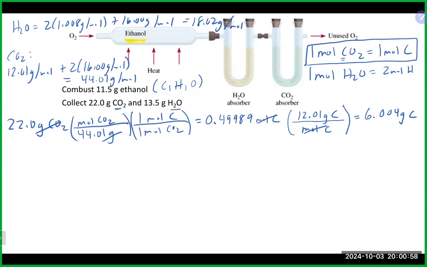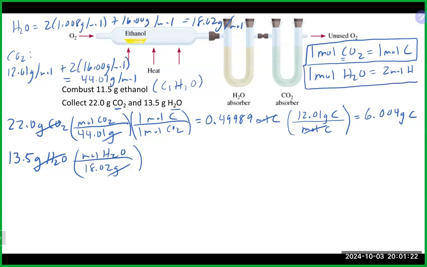Now we're going to do the same type of calculation for our water. So we have 13.5 grams of water. We're going to use the molar mass of water, which is 18.02 grams per mole. And if I stop the calculation right at this point, I now have moles of water, and that's what I want because now I can use the formula to go from moles of water to just the hydrogen. Very similar to what I did there with the CO2. 1 mole of water will give us 2 moles of hydrogen.